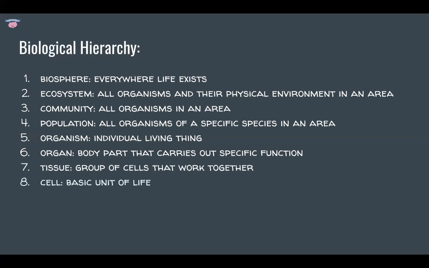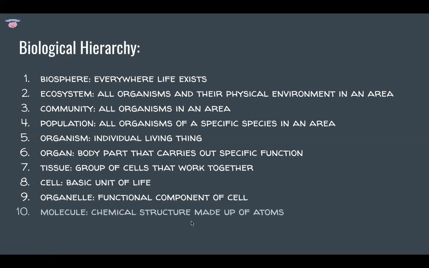The next level, cell, is the basic unit of life. That's all we're going to be talking about cells for now, but we'll get into cells later in more detail. Next comes an organelle. An organ is a body part that carries out a specific function, but an organelle is, think of it like a tiny organ. It's a functional component of a cell that carries out a specific function. And the last level, molecule, is a chemical structure made up of atoms. Atoms we'll talk about in our next video, but it's a substance, basically.